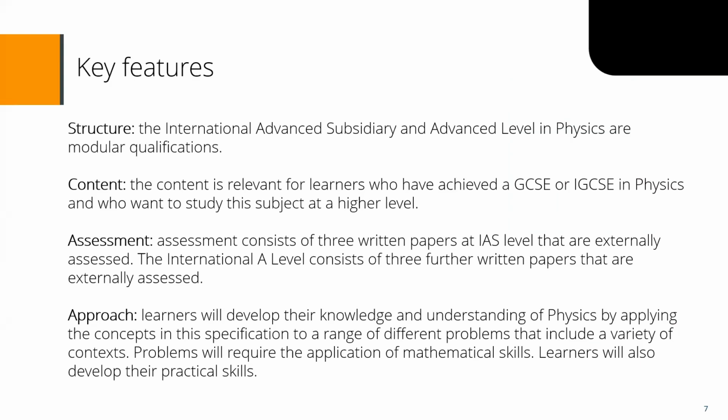So, from the specification, the International Advanced Subsidiary and Advanced Level in Physics are modular qualifications. The content is relevant for learners who've achieved GCSE or IGCSE in physics and who want to study the subject at a higher level. The assessment consists of 3 written papers at Advanced Subsidiary level that are externally assessed, and the full A level consists of 3 further written papers that are also externally assessed. Learners develop their knowledge and understanding of physics by applying the concepts in this specification to a range of different problems that include a variety of contexts.